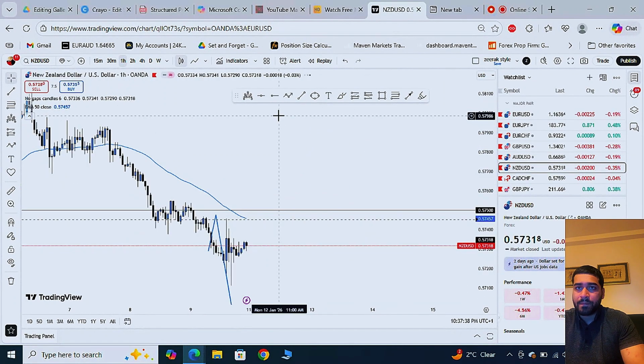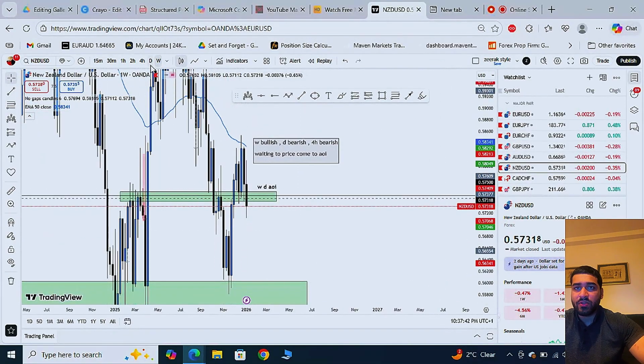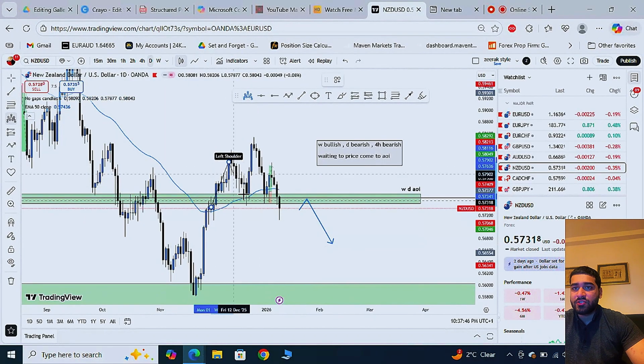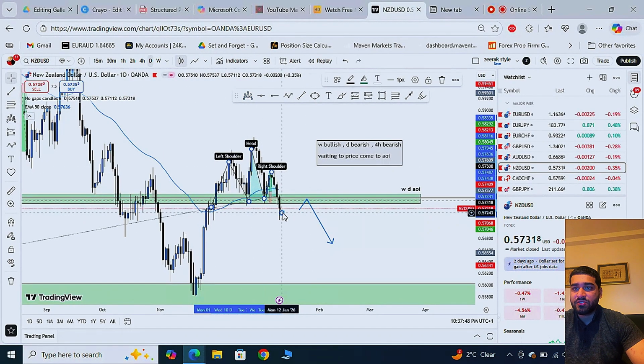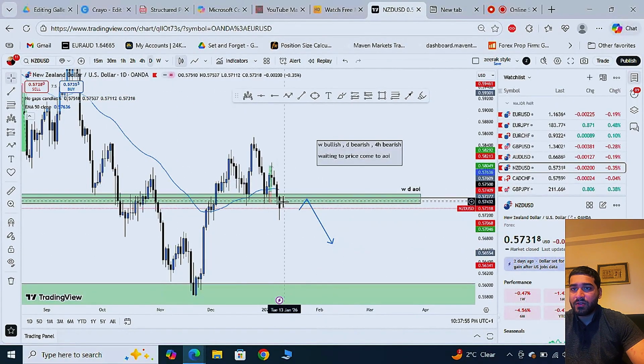Then this one, NZD/USD, the weekly is currently bullish, the daily is bearish, and we have this head and shoulder pattern which is really strong, and also the 4-hour is bearish. So just waiting for the daily to come here, waiting for the price to come to the area of interest.